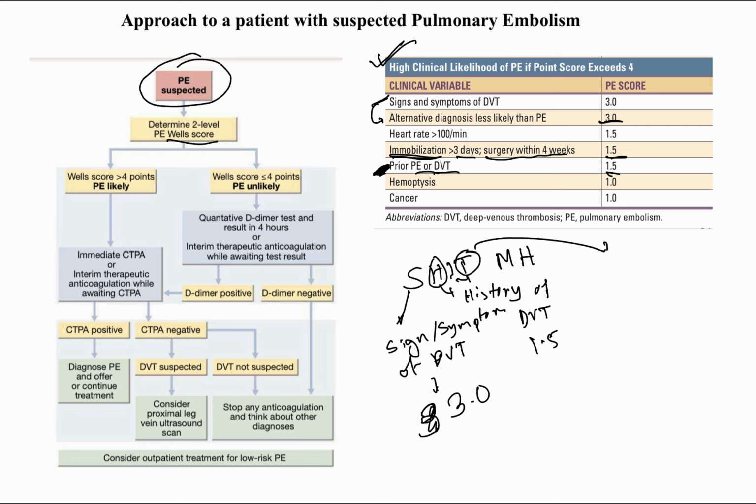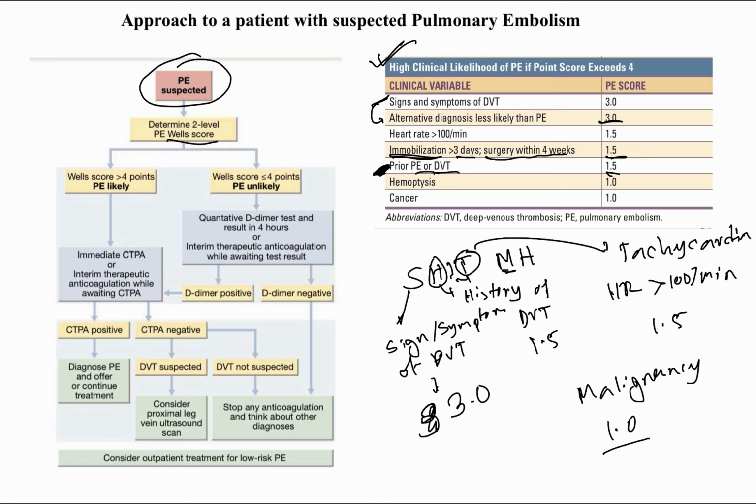In T, we have tachycardia. So if the patient has a heart rate more than 100 per minute, then a further 1.5 should be added to this score. In M, we have malignancy. So if the patient has any kind of cancer, then a further 1.0 should be added. And if the patient has hemoptysis, which is the last letter of the mnemonic, then a further 1.0 should be added. So we have covered all the 7 points.